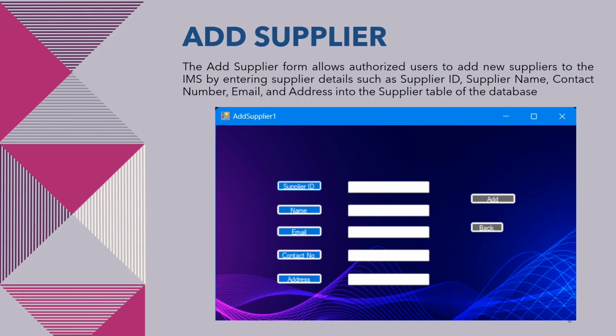Here is the add supplier interface. There we have to give a supplier ID. It's a unique ID, and a name, an email, a contact number. The contact number should be within 10 characters, and an address. Then we can click the add button, and it will upload it to the database, and it will be saved. And we can use the back option to come back to the home page.